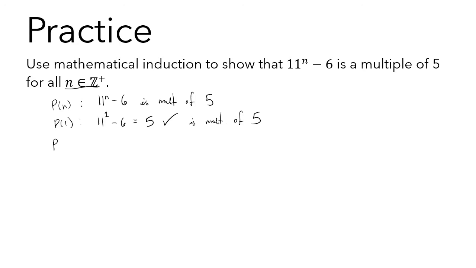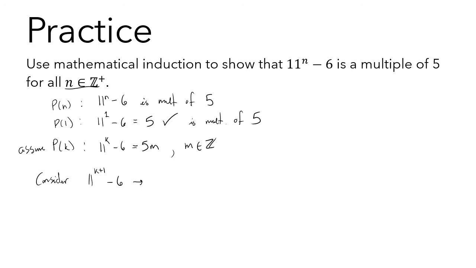Now let's assume it's true. Assume P of k. We have that 11 to the k minus 6 is a multiple of 5. In other words, it equals 5 times some integer m, and I'm going to write where m is an integer. Okay, so we're going to consider when 11 to the k plus 1 minus 6. Now we can't say it equals 5m because we need to show that. So here's how we're going to do it.